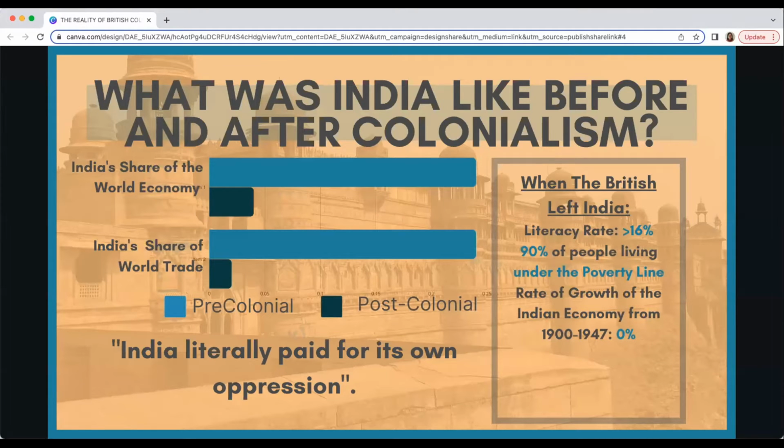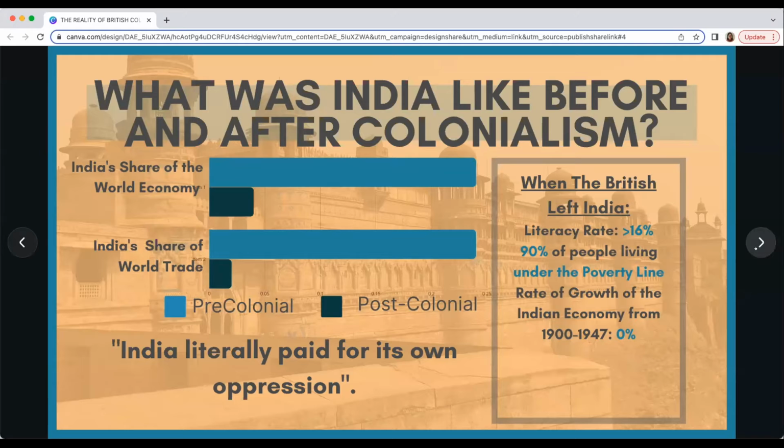So if, for example, we take India as a case study, we can see that before colonialism took over, the Indian share of the world's economy was over 80%. And by the time they left, it fell to much below 20%. Or India's share of world trade, it was about 90%. And by the time colonialism ended, it was still below 20% as well. And as Shashi Tharoor once famously said, India in this case famously paid for its own oppression. We can see by just the statistics how much colonialism impacted India. And this is just one of the many, many examples.